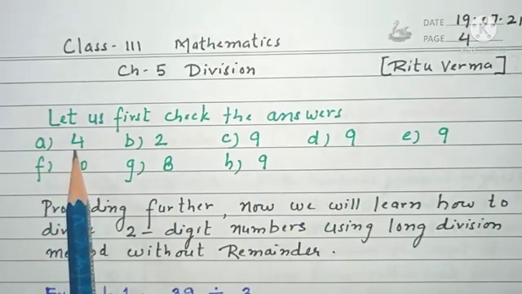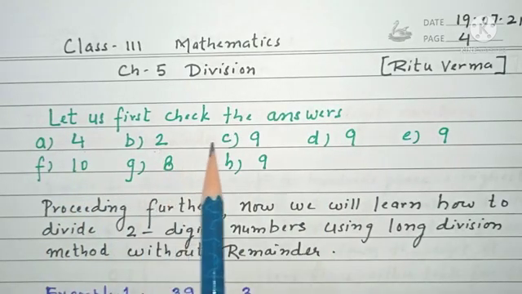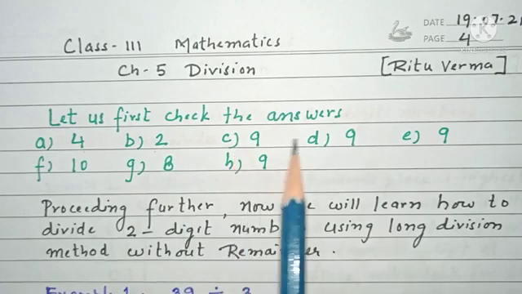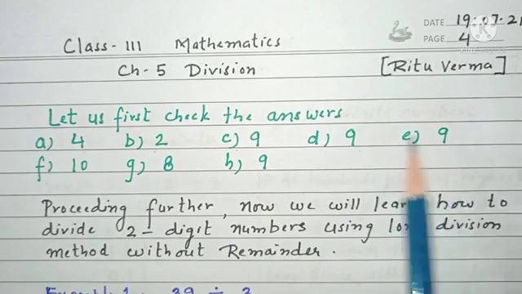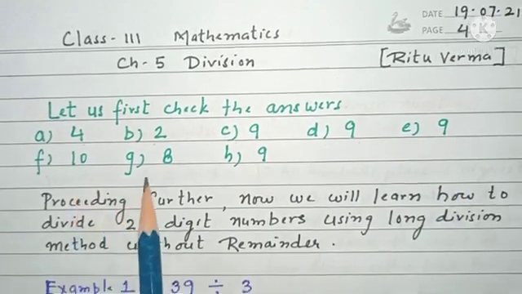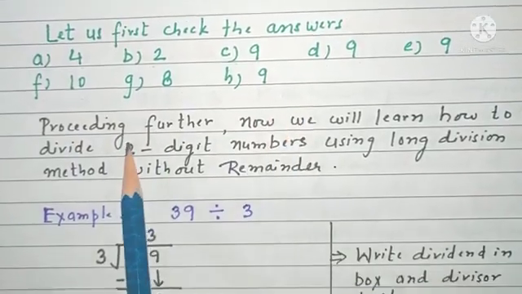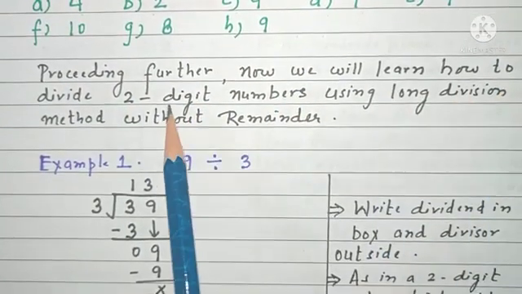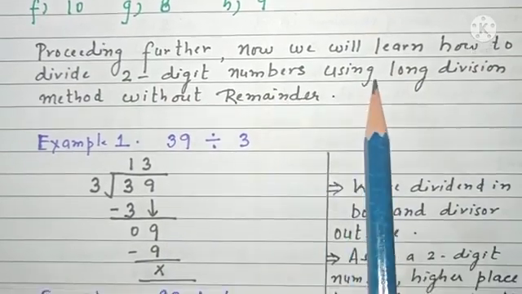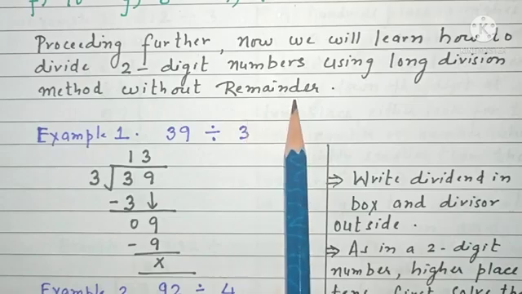So the answer to A part is 4, B part 2, C part is 9, D is 9, E part is 9, F part is 10, G 8, and H 9. So proceeding further now. Now we will learn how to divide two-digit numbers using long division method without remainder.